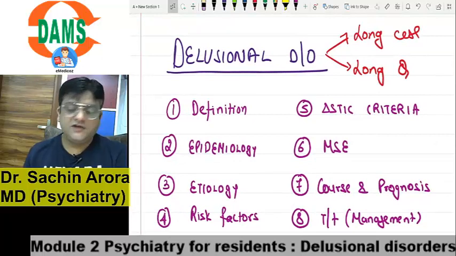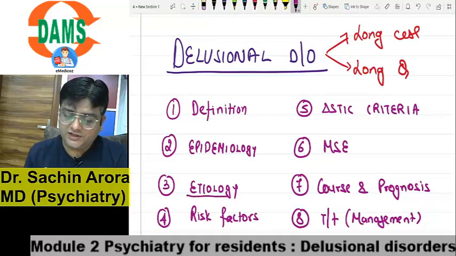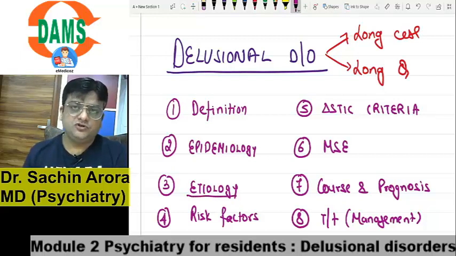Like in schizophrenia, you get an independent question on etiology. In delusional disorder, you won't get an independent question on etiology because much is not known about the etiology of delusional disorder.